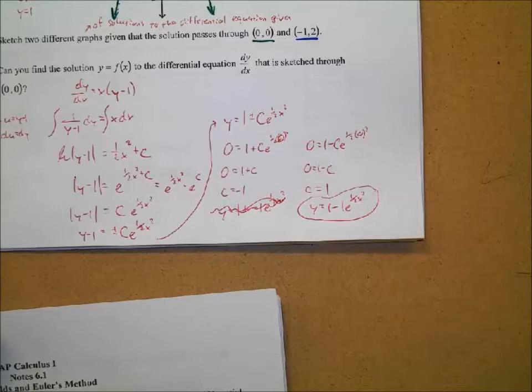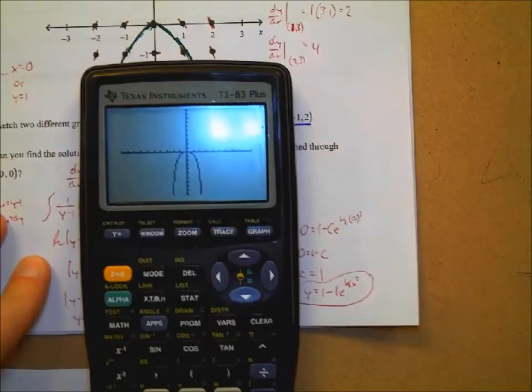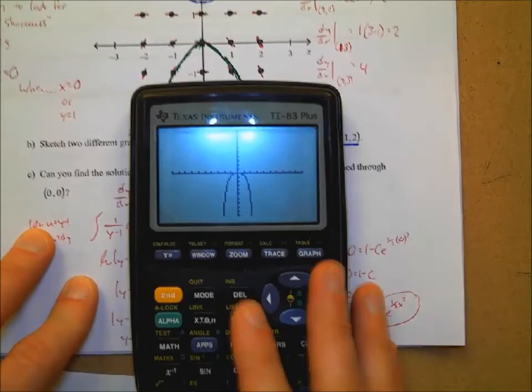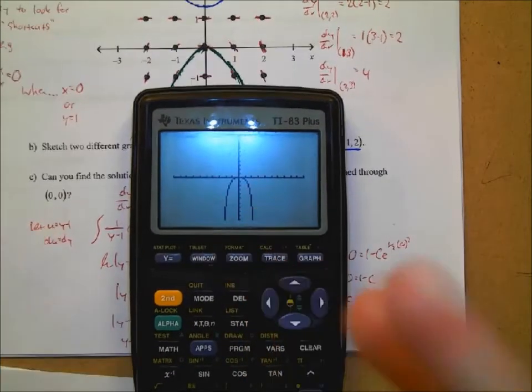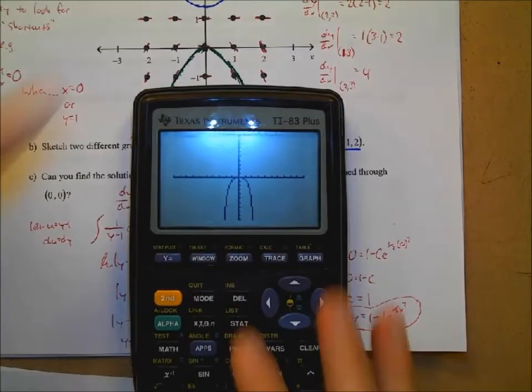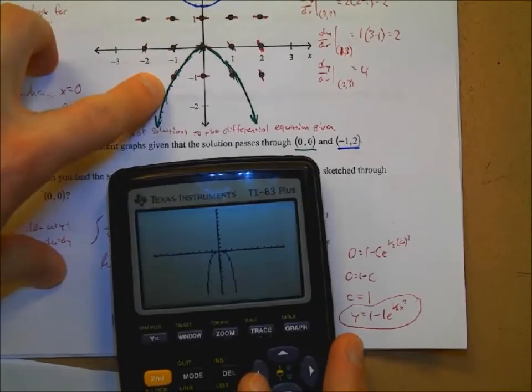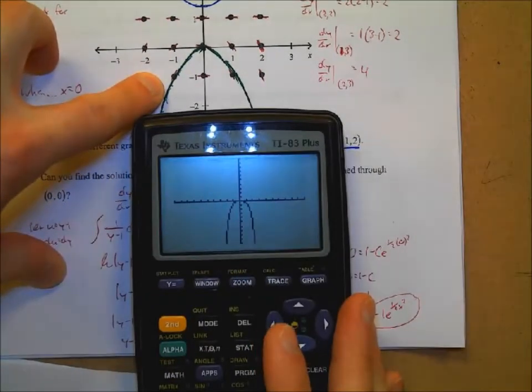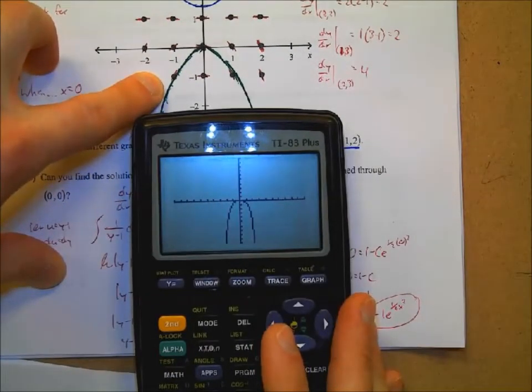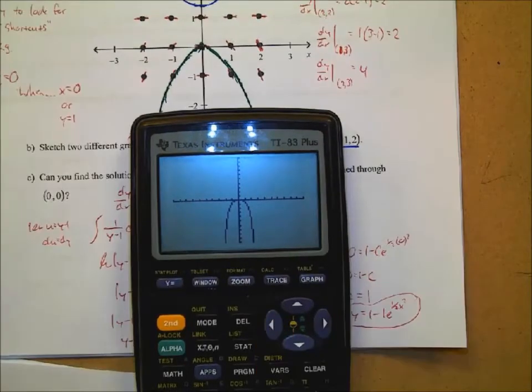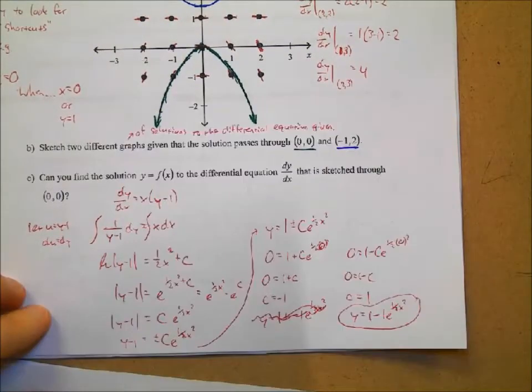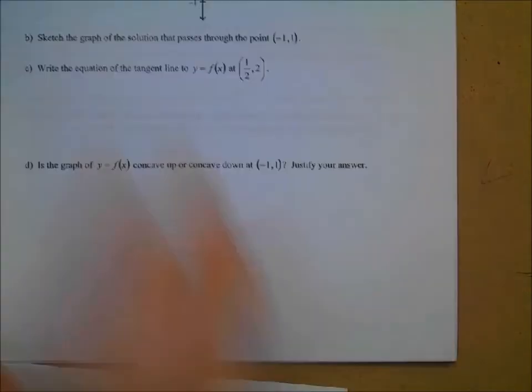Okay, and so sure enough, if you look at the graph of our solution curve there, it is kind of parabolic looking in nature, and there is our estimated graph right there. So not too shabby, right? Not too shabby. All right, let's move on here.